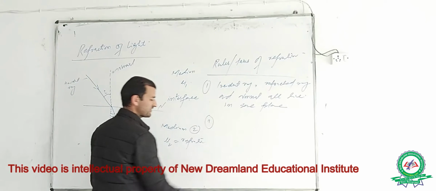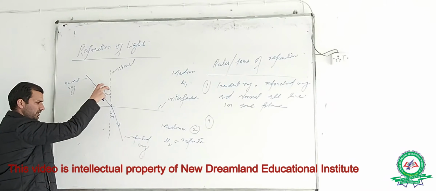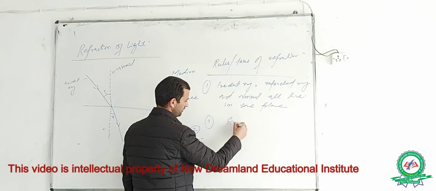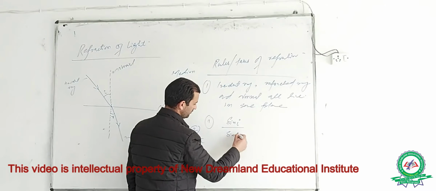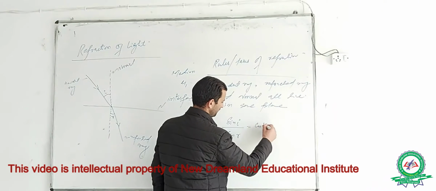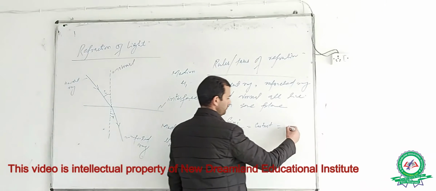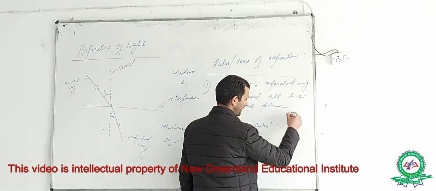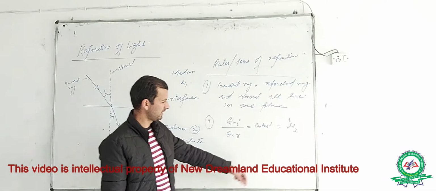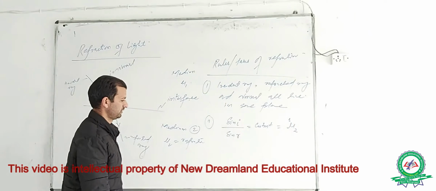And the second rule is Snell's law. Snell discovered that the sine of the angle of incidence divided by the sine of the angle of refraction, the ratio of the two, is always constant, and this constant we name as mu2 with respect to 1. That is, sine of angle of incidence divided by sine of angle of refraction is equal to the refractive index of medium 2 with respect to medium first.